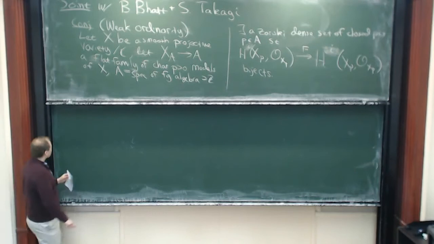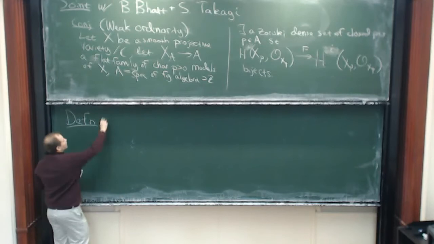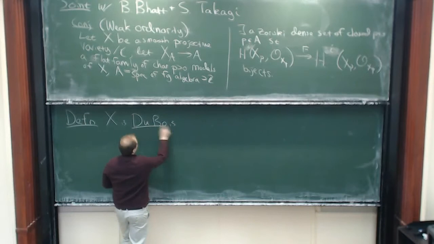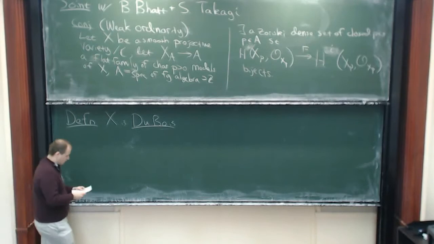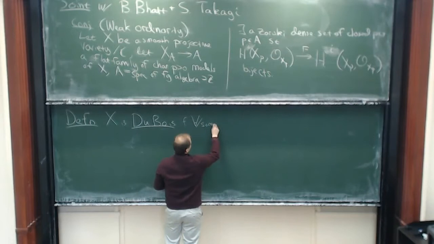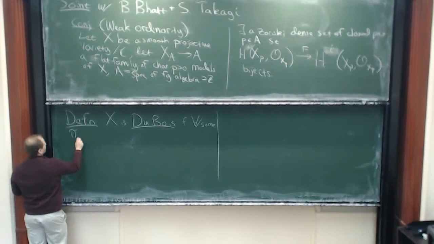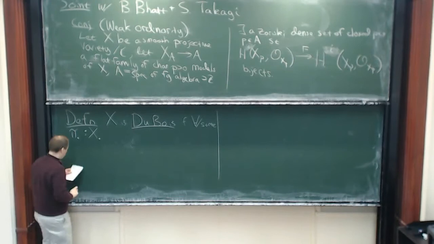Okay, so I'm going to give you a couple different definitions. X is Du Bois. I'm going to define Du Bois a couple ways, and then I'll give you some ways to think about them if you're not so familiar with them. If for all, or some... I'm going to write this in a funny way, so if you haven't seen this before, this won't make any sense, but I'll give a version that does make sense in just a second.